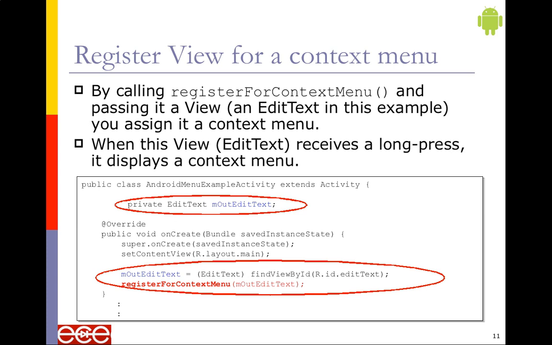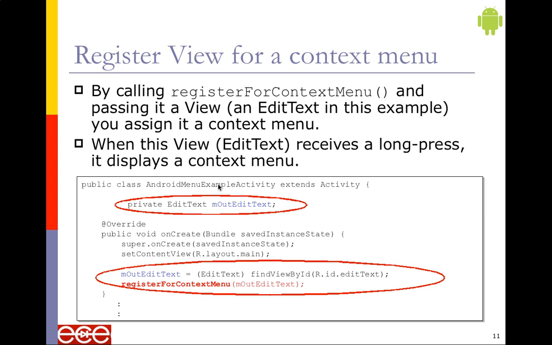You can register the view for a context menu by calling registerForContextMenu and passing it the view, so it's an EditText in this particular example, mEditText here. And you're going to assign it to the context menu. So you're basically associating it. So when this view receives the long press, it's going to display the context menu.